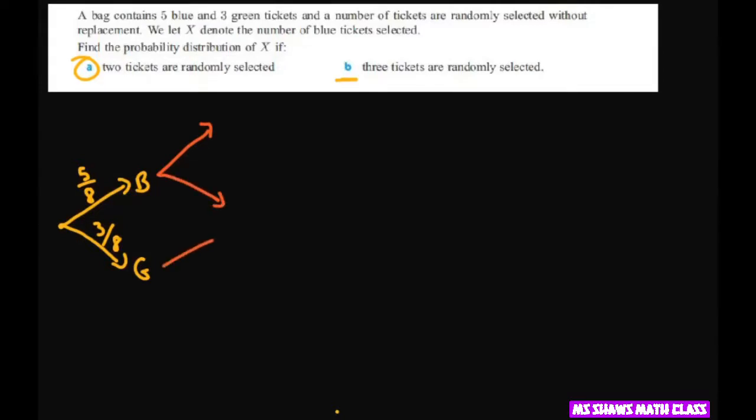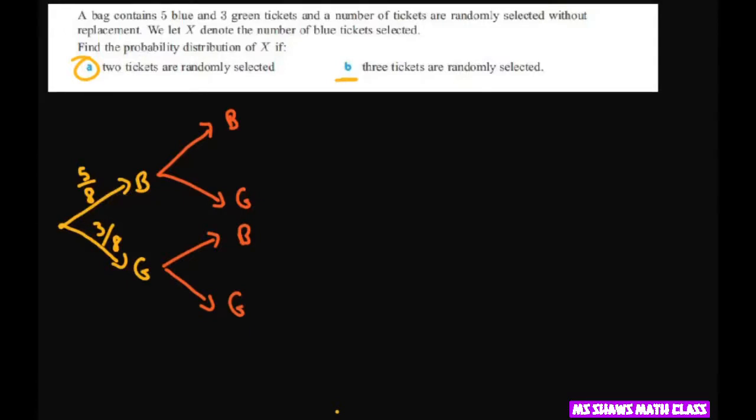So let's go ahead and do a little tree diagram for this part A. We'll have blue and green. The probability of blue is 5 divided by 8, and for green, that would be 3 divided by 8. Then we're selecting 2 tickets, which means without replacement. So we'll do blue, green, blue, green.